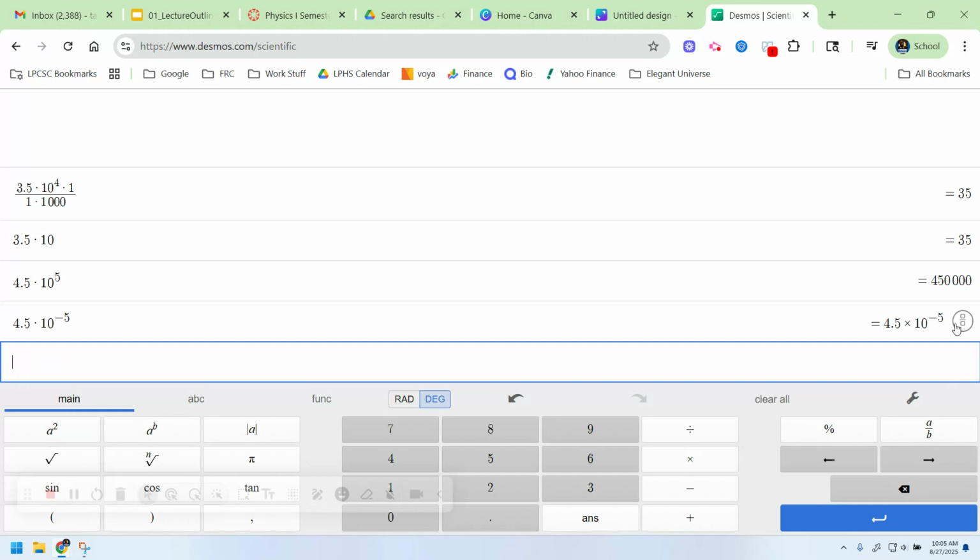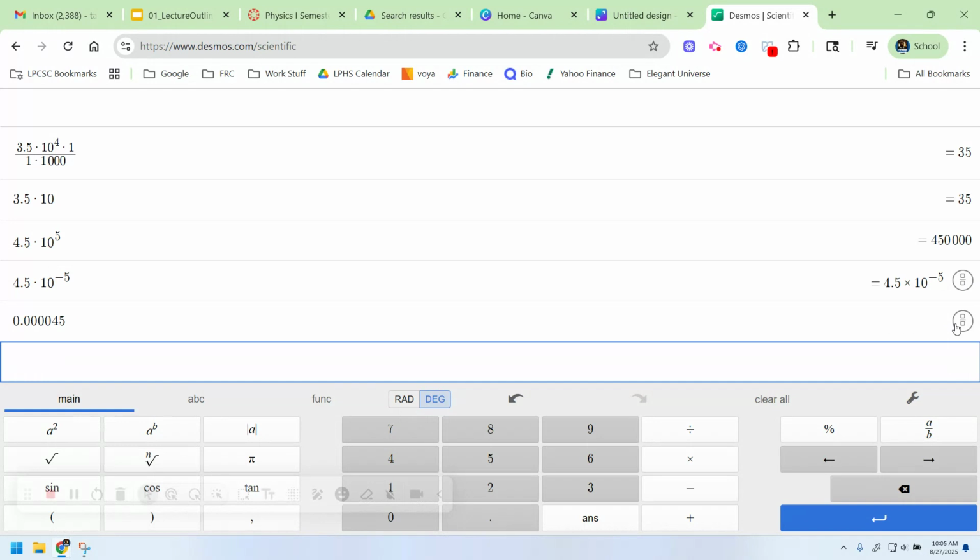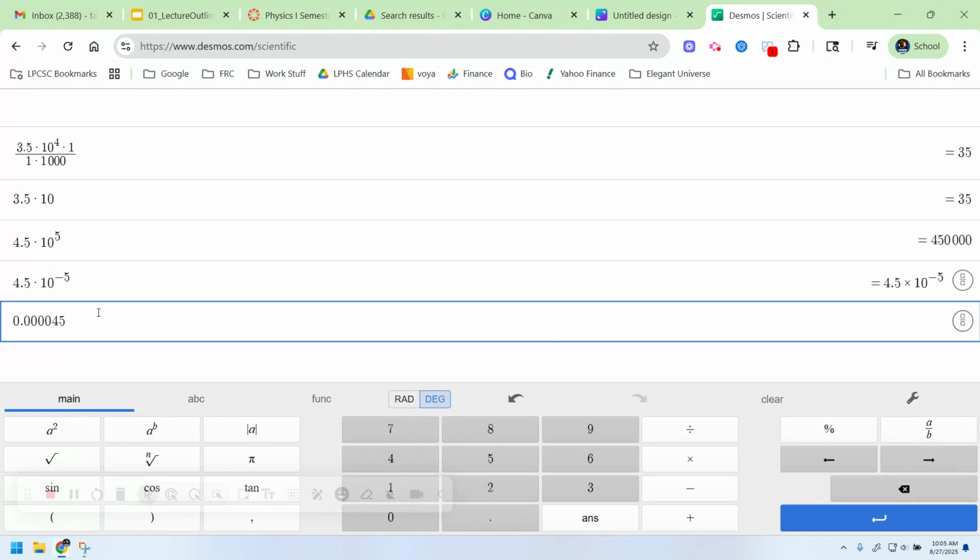I'll say 0.1234. I think that's how it was. Yeah. Oh, you have to multiply this by 1. So if you do times 1, it'll spit out the scientific notation. Does that make sense?